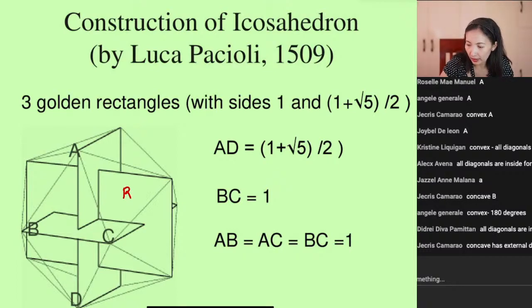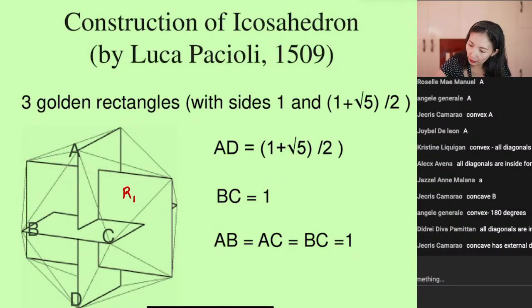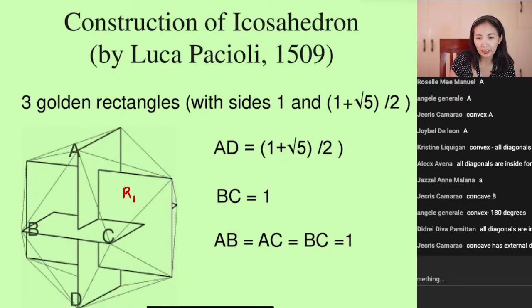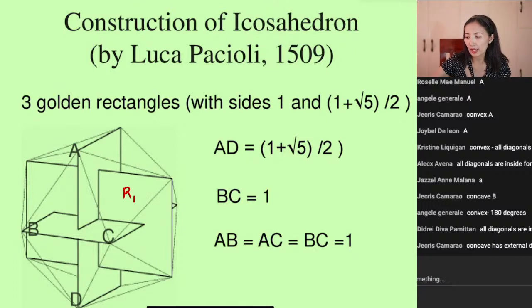This is R1. From here, I hope you can see it. That's R1. And then R2, this one. And where is the third then? The third is the rectangle along the center. So they are intersecting golden rectangles and the dimensions are as follows.